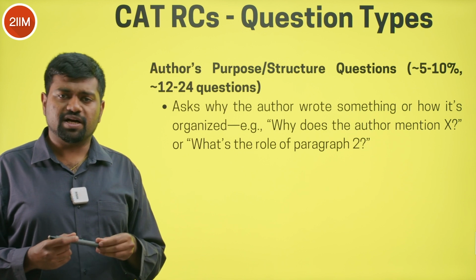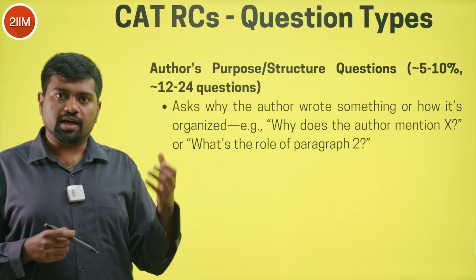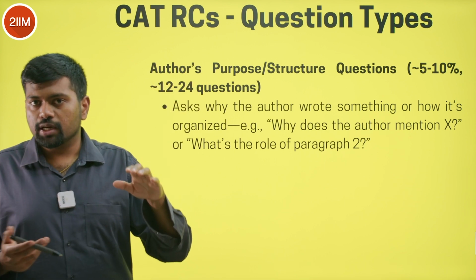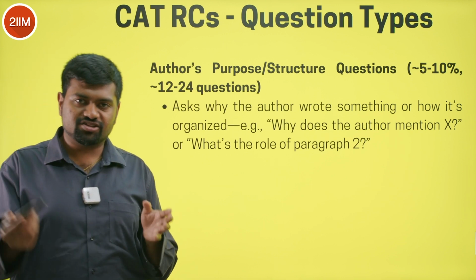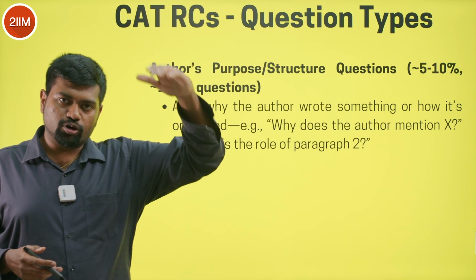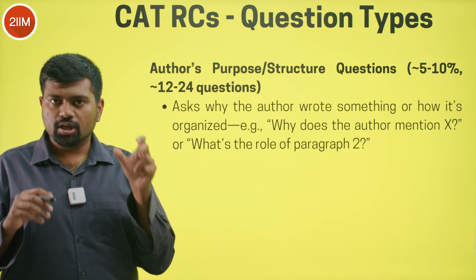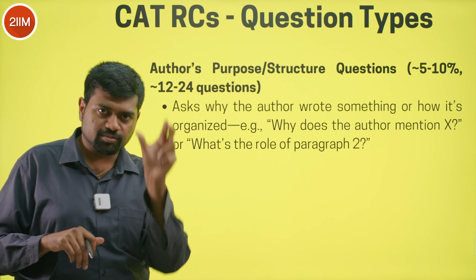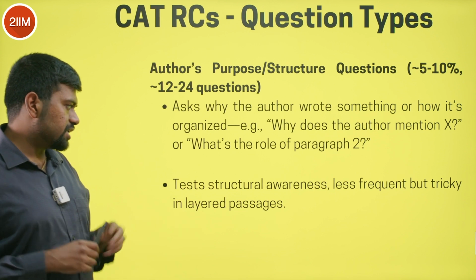For example, there could be a passage where an author could start with a statistic, and they could then underline or introduce a theory, and in the next paragraph, they could go against that theory. So the structure is they introduced a data point, then a hypothesis, and then in the next paragraph, they went against the hypothesis. So if you're able to have a bird's eye view of what's happening across the paragraphs, you can answer these questions with a great deal of comfort.